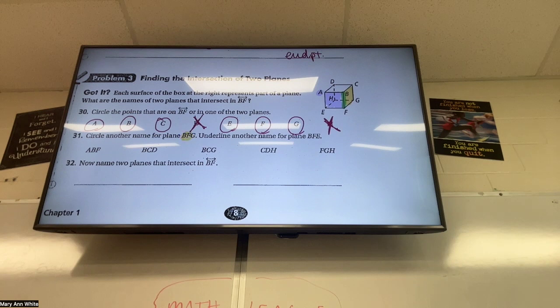Chase, what you got? BCG. Do we all agree that BCG is another name for that? Good. Now, if you don't have colors like I do, you can just circle that one because that's what it tells us. Circle another name for that plane. Then it says underline another name for the plane BFE. And so that must be my purple plane. What's another name for that one? ABF. Good.